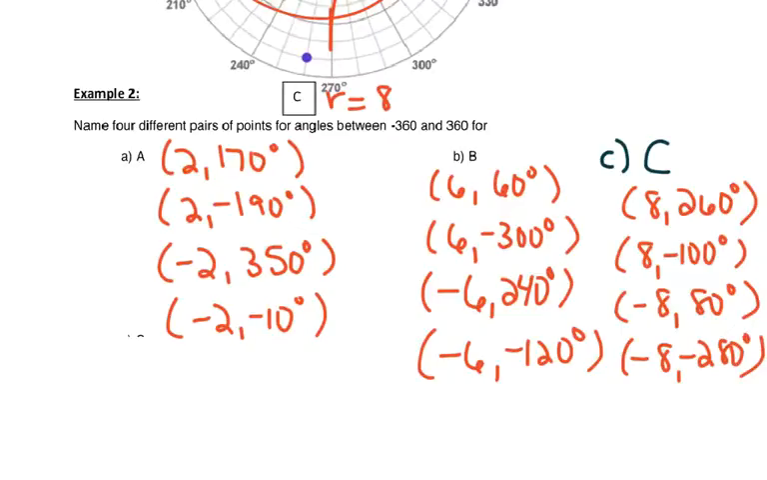So in order to name the point in different ways, you can go in the positive angle direction, the negative angle direction. Or you can find an angle that's 180 degrees away from it and use a negative radius.